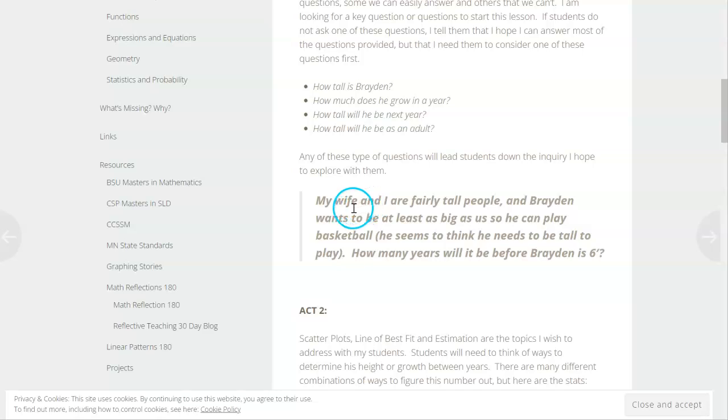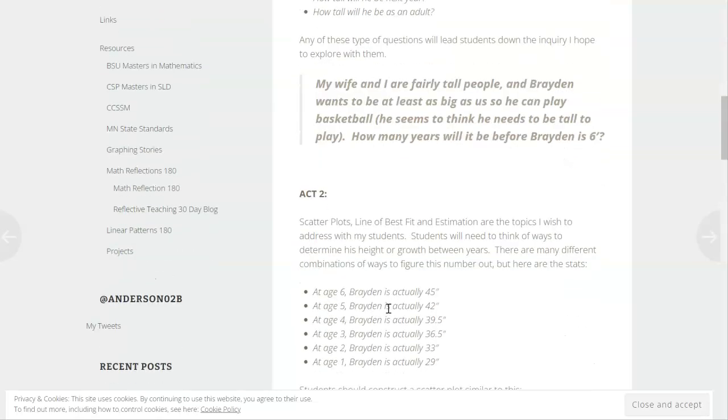And here's the question that he wants to explore. They want to know how many years it will take for him to reach at least 6 feet tall so that he can play basketball. Or at least he thinks he has to be 6 feet tall to play basketball. So that was the question he wanted to explore, but you could, of course, choose one of these other questions.